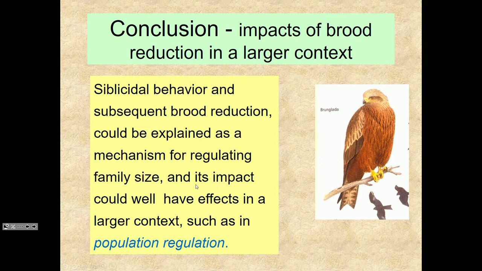And also this siblicidal behavior and subsequent brood reduction could be explained as a mechanism for regulating family size, and it could also have an effect on population regulation, so that if there is higher density, the population could be regulated downwards due to brood reduction and decreasing family size.